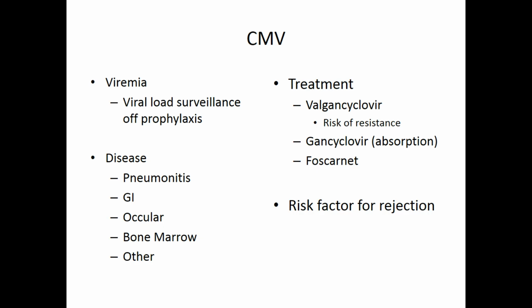CMV infection can cause viremia, in which viral load is positive but no end organ dysfunction is noted, and can also be associated with CMV disease. CMV can affect any organ in the body and most commonly affects the GI tract, the lungs, the eyes, and the bone marrow. Remember that leukopenia may be related to CMV treatment, but may also be related to active infection.